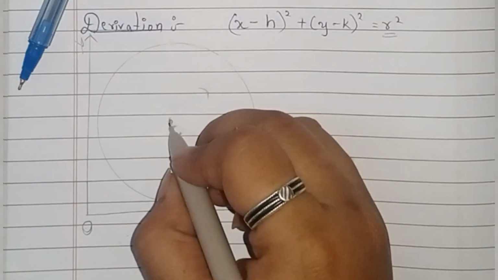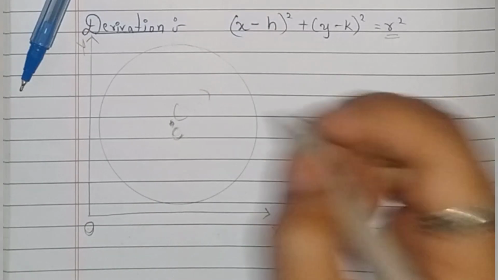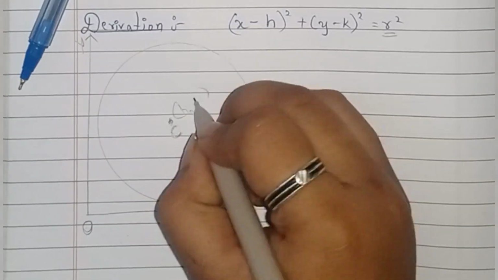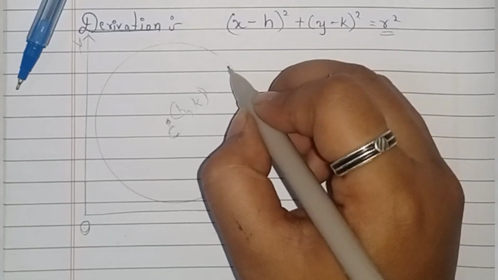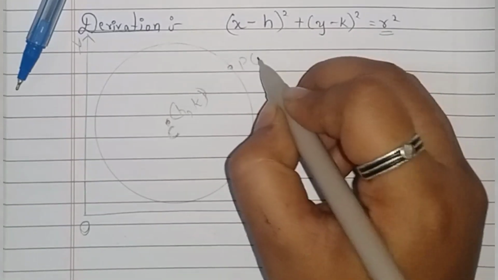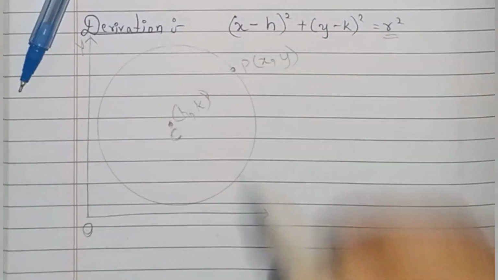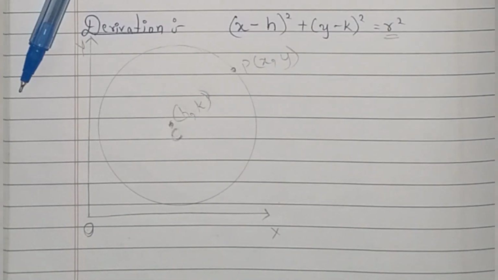And let the center be somewhere here. Let's give some coordinates like h comma k. Okay, then let's take a point somewhere on the circle whose coordinate is x comma y. Now what do we know from the definition of the circle?